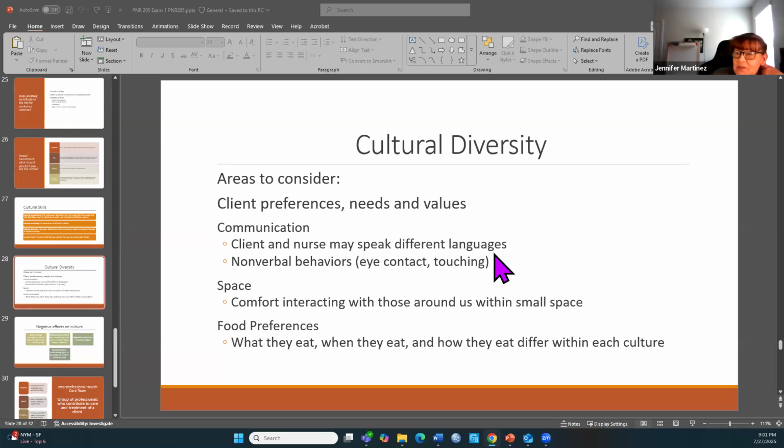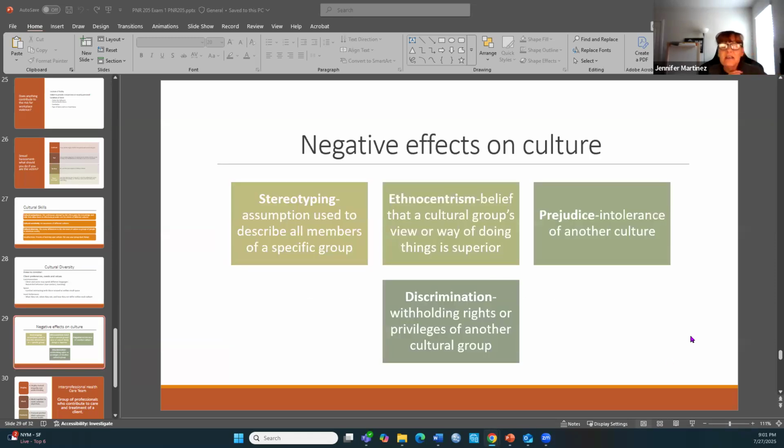So yeah, culture is a big part of it. Negative effects on culture: stereotyping, right? That's the assumption used to describe all members of a specific group. Ethnocentrism is the belief that a cultural group's way of thinking or doing things is superior, right? Prejudice is an intolerance of another culture. And then discrimination is withholding rights or privileges of another cultural group.